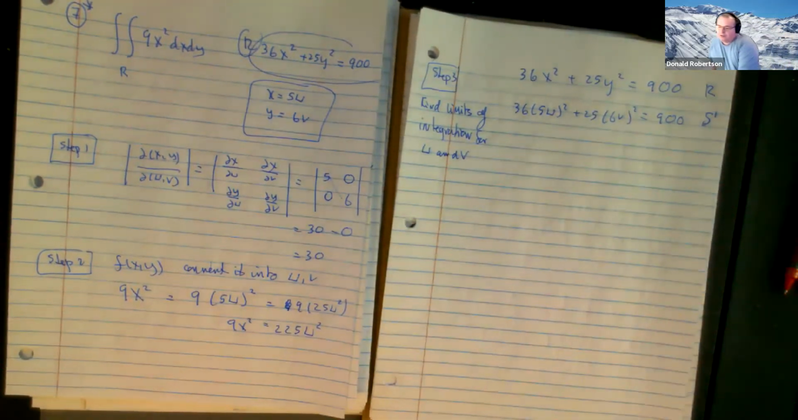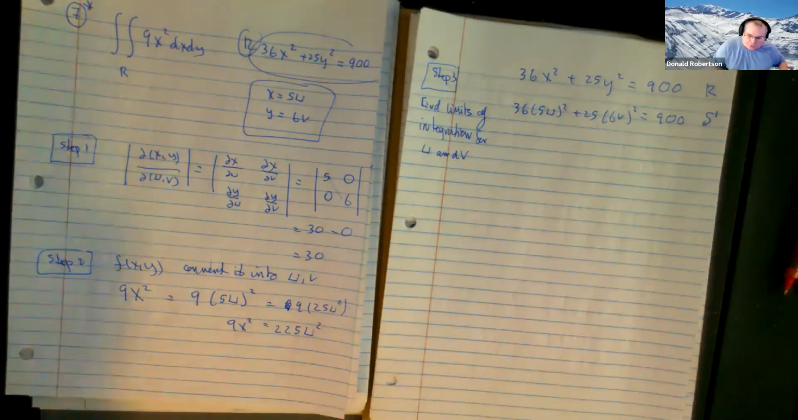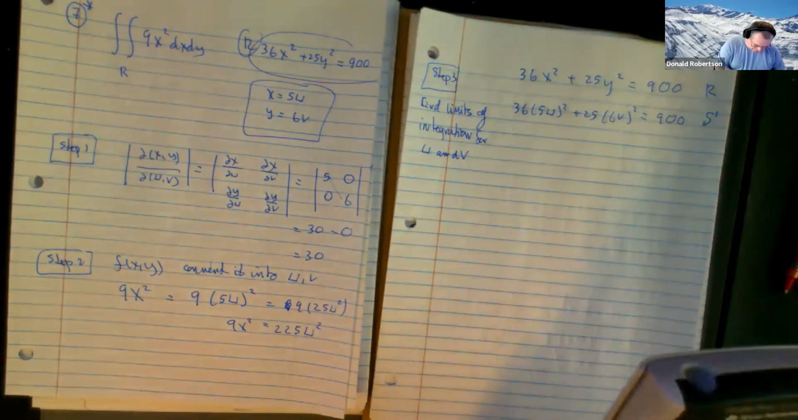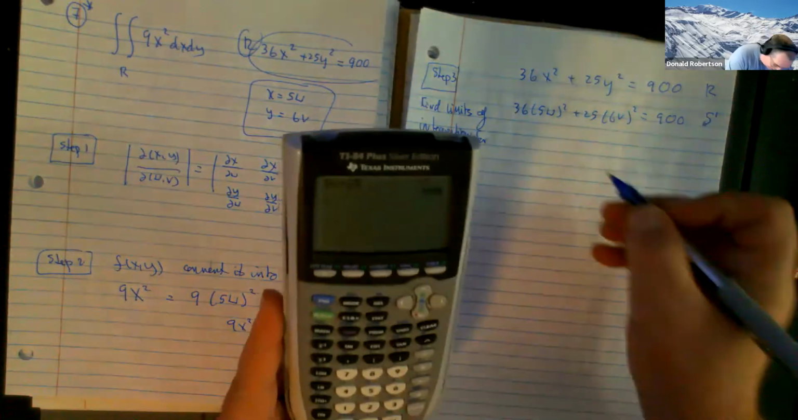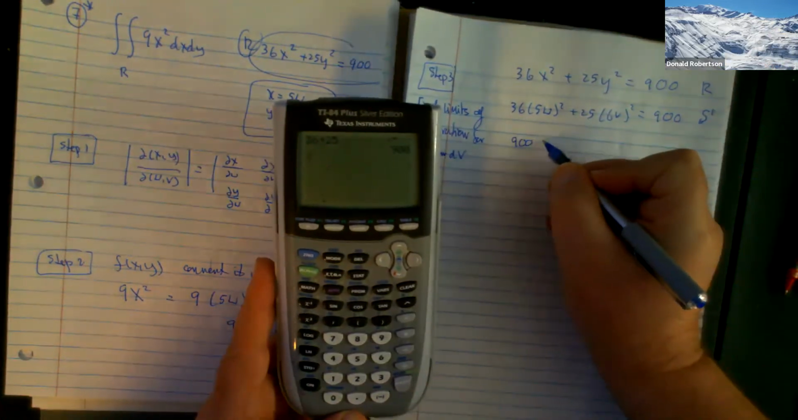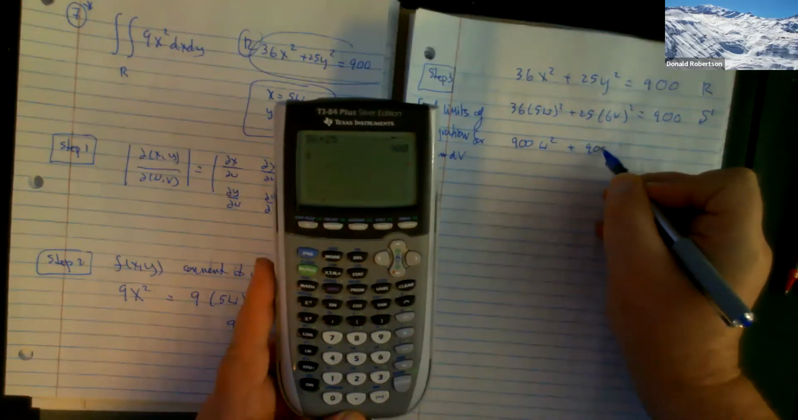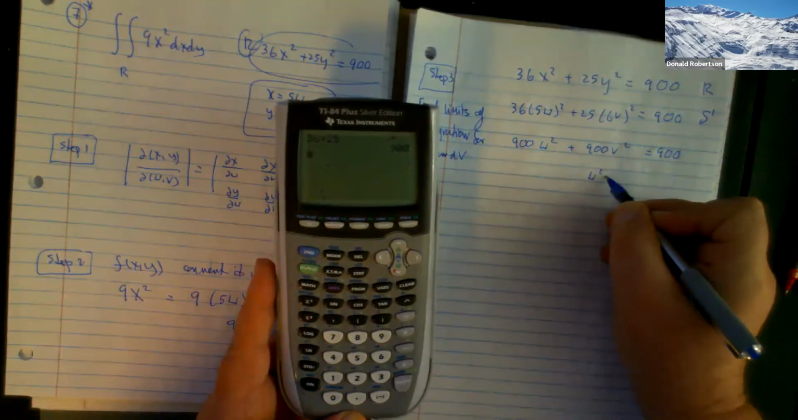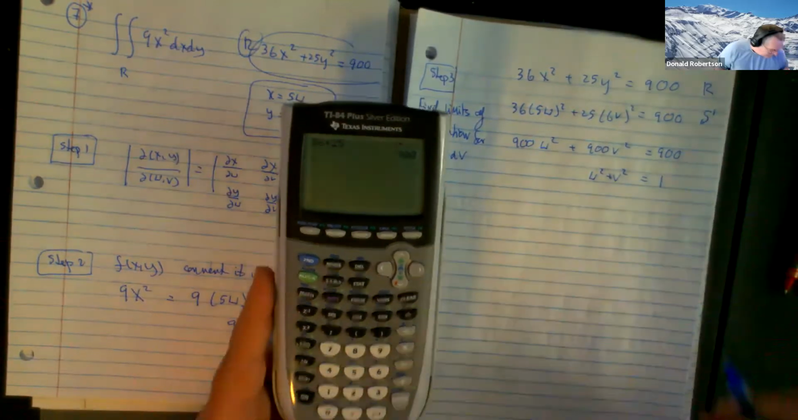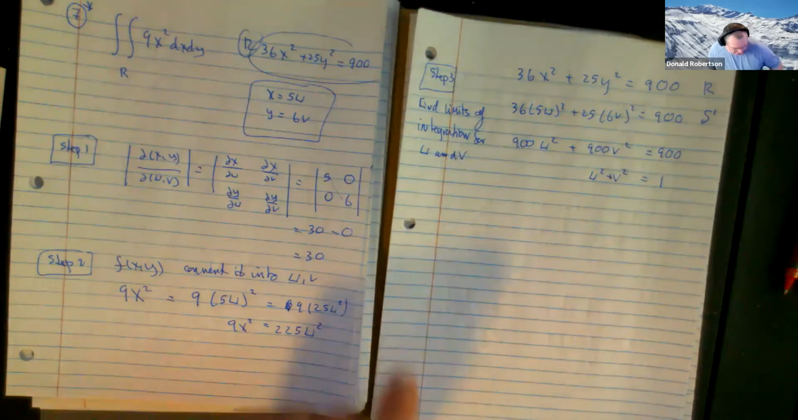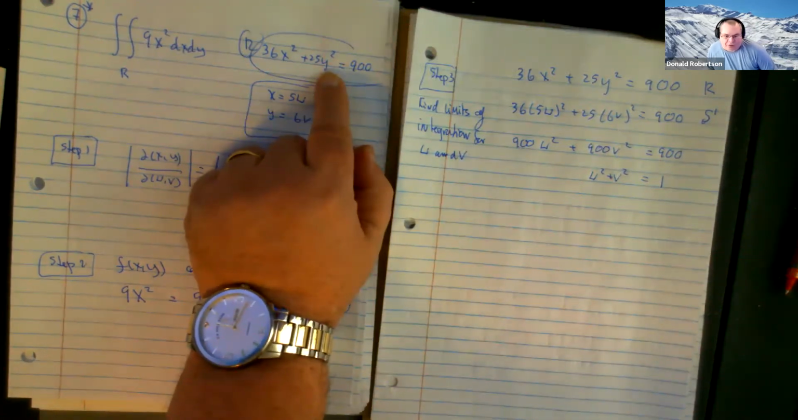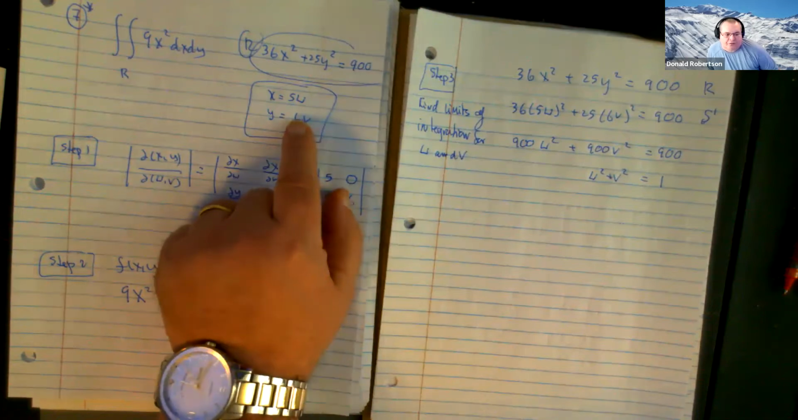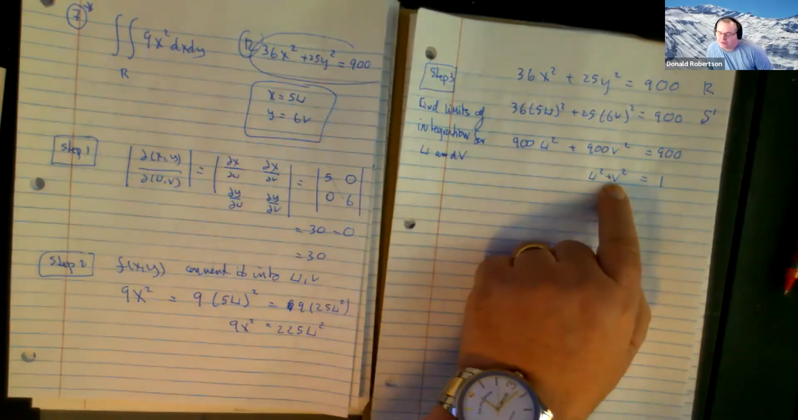Are you comfortable with why that works? The x's and y's are now converted into a relationship using u's and v's. And 36 times 25 gets me 900u squared + 900v squared = 900, which actually just becomes this. So the original region R was an ellipse. Under this change in variable, doesn't it just become a unit circle?